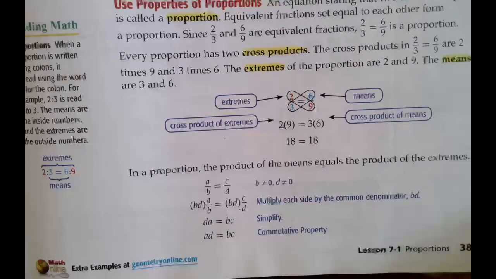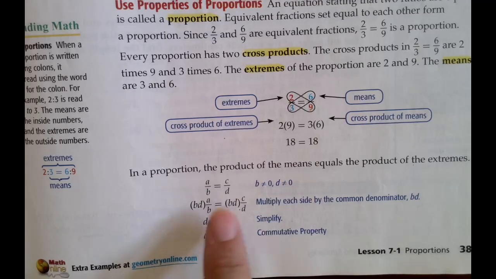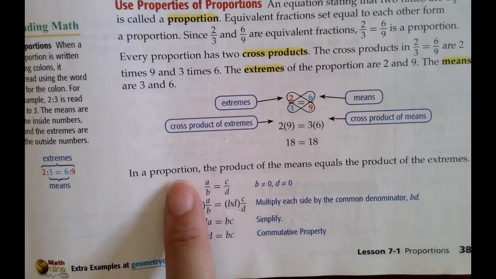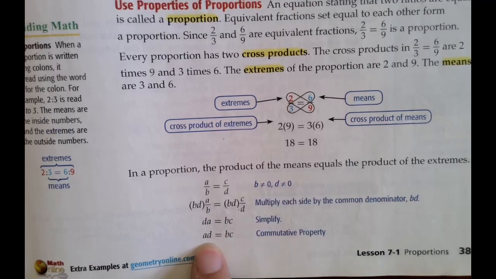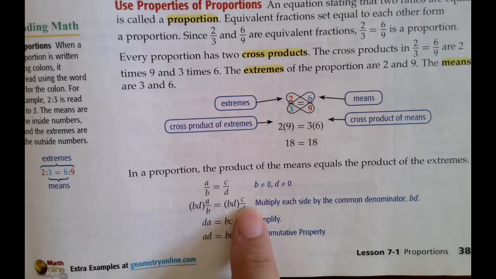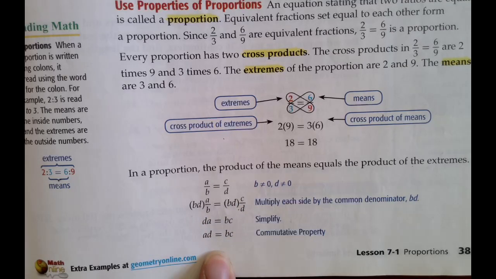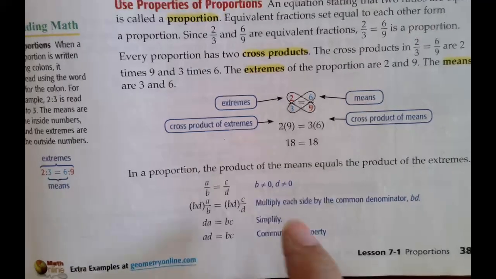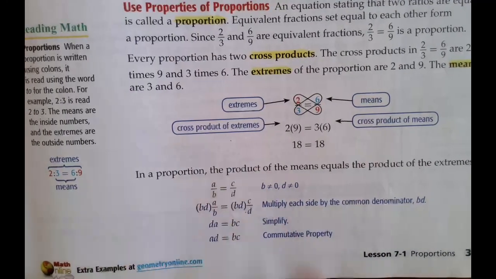Here in the book, it explains why we can set them equal to each other. To get rid of the fractions, we can multiply by the least common multiple, so we multiply by BD on both sides. In doing so, this B and this B cancel out, leaving you with just AD. And when you multiply by BD here, this D and this D cancel out, leaving you with BC. That's why we often talk about cross multiplying, but really it's because we multiplied both sides by D and by B to get it out of the denominator.